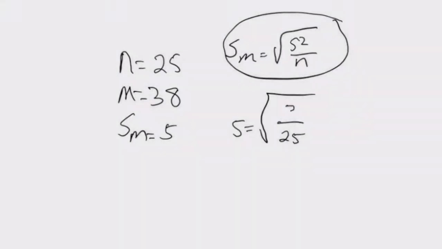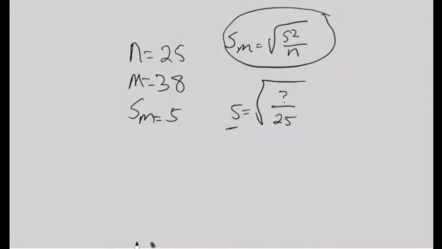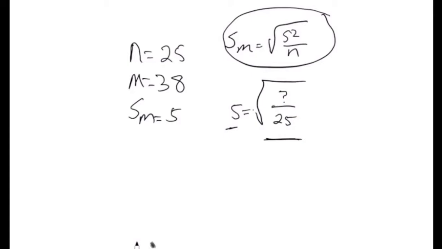But we don't know the variance, so we can figure this out. As I look at this, I know that 5 on this side is going to have to be equal to 5 on this side. So first, figure out the square root of what is going to give us 5. Well, the square root of 25 is going to give us 5. The next question is, how do I get 25 under this square root? Well, something has to go into 25, or 25 has to go into something 25 times. So let's multiply 25 times 25.